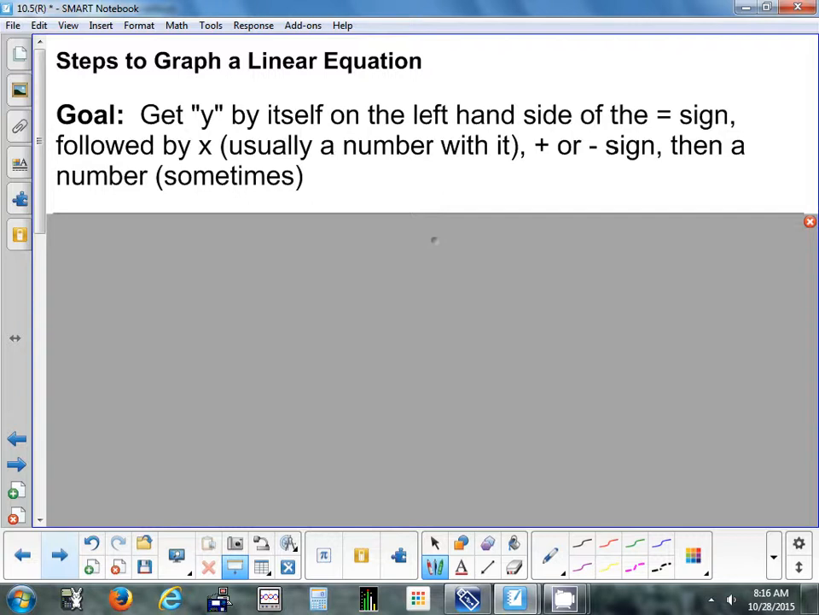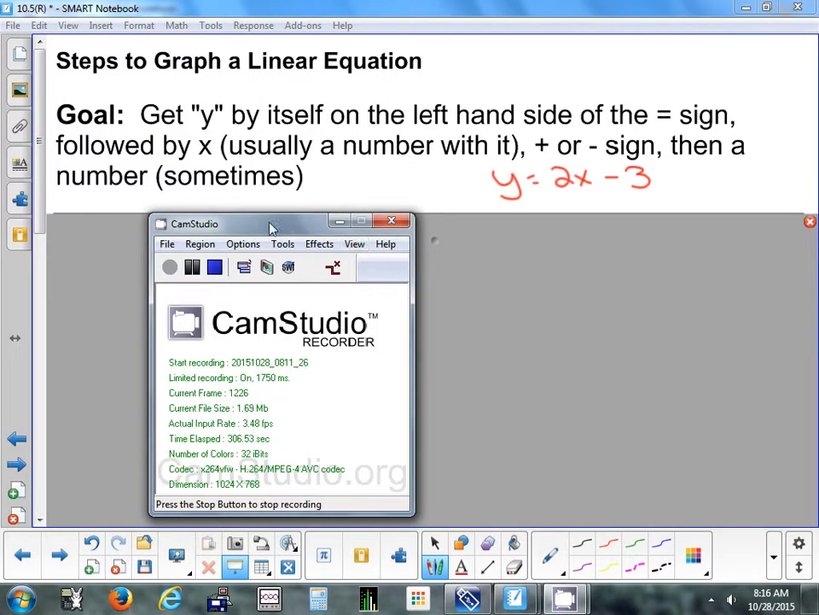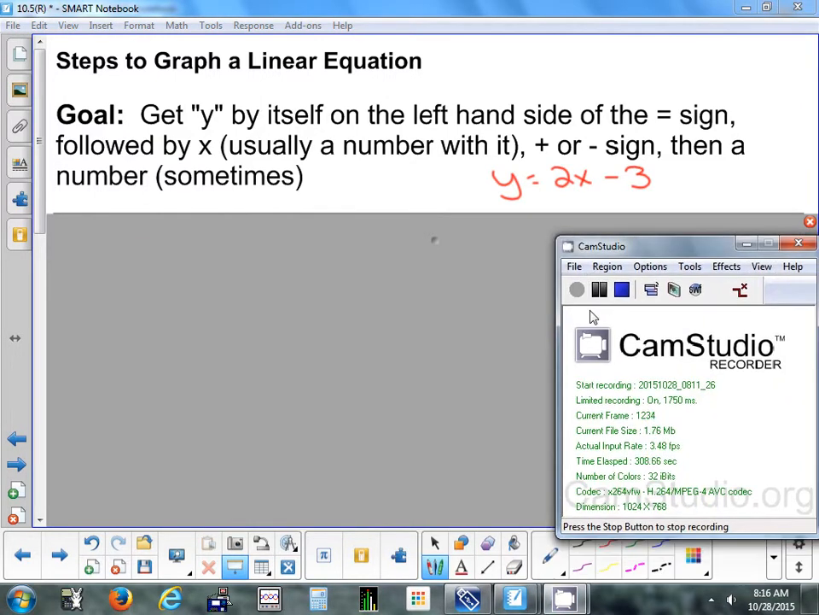So it might look like this. Y equals, there's my y on the left-hand side, there's my equal sign, then on the other side I have my x. In this case I have a number with it, I have 2 with it. Sometimes it might be x, sometimes it might be minus x, and then I have a plus or minus sign, and then 3. We want to come out like that.